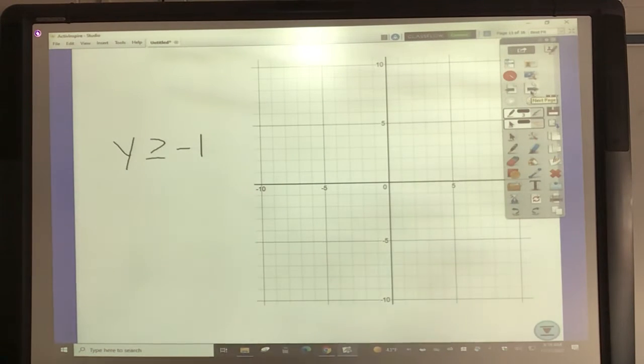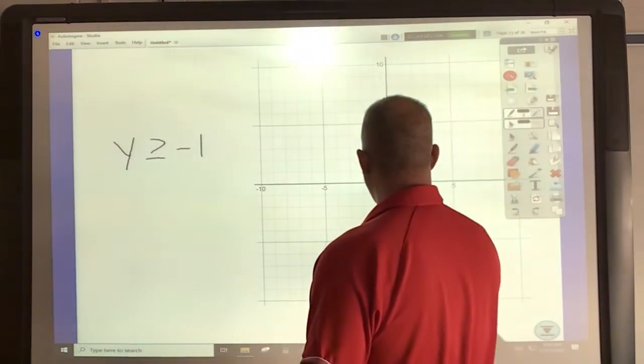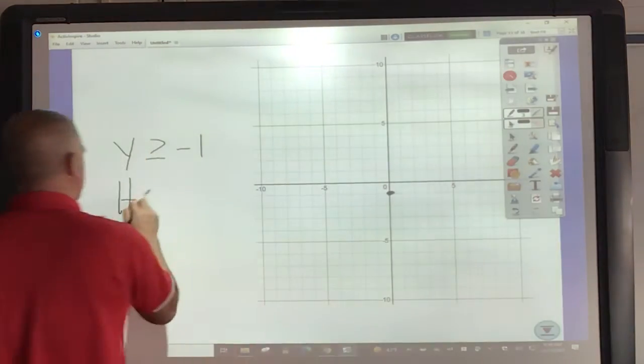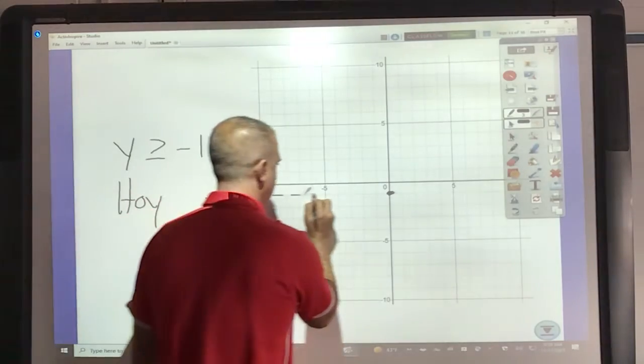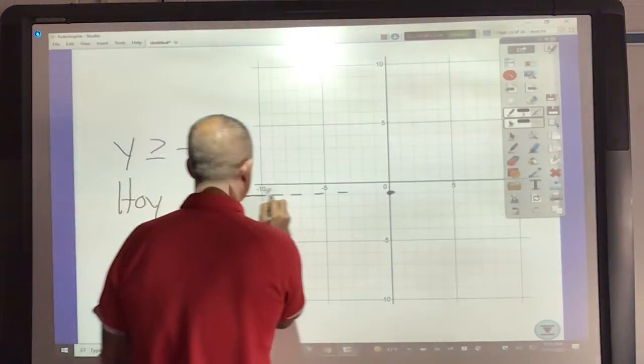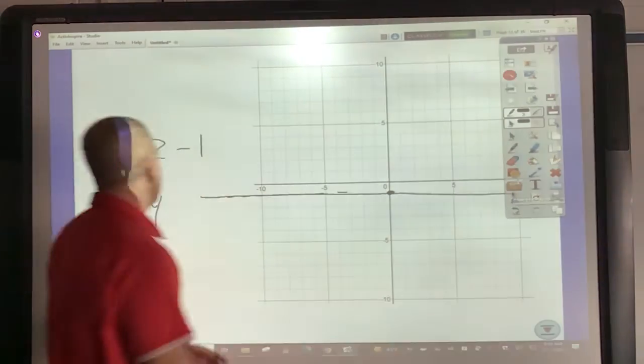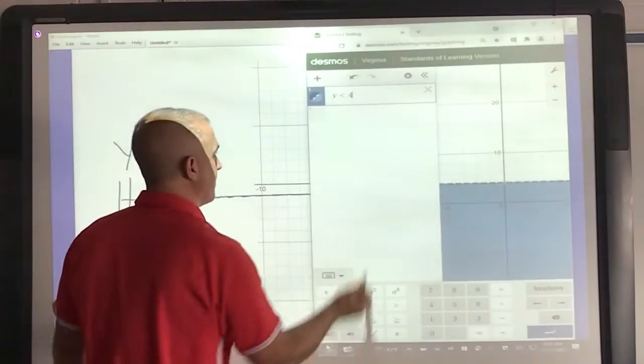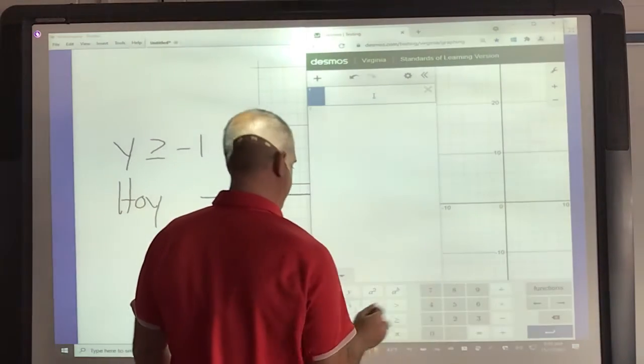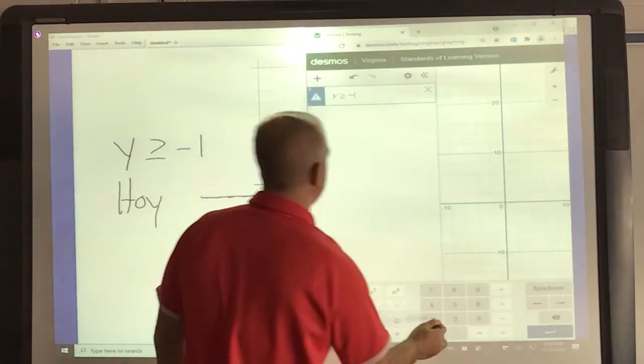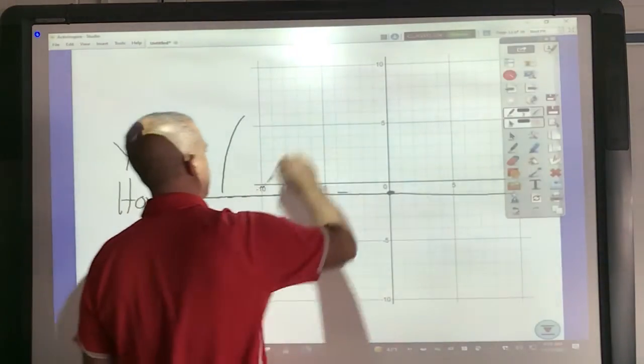All right? Y is greater than negative 1. Once again, that's y equals negative 1. That is going to be a Hoy problem, a horizontal line. Actually, since there's a line underneath of it, I have a solid line like that. All right? So y greater than or equal to negative 1. It is shaded above.